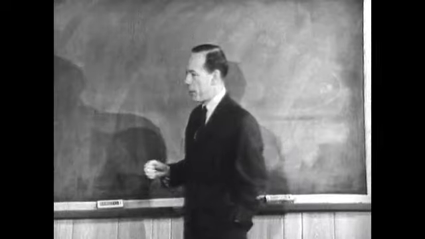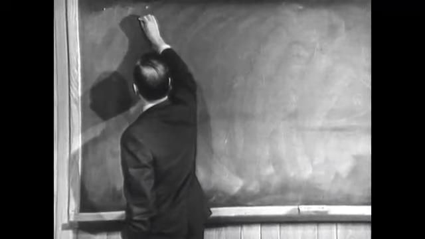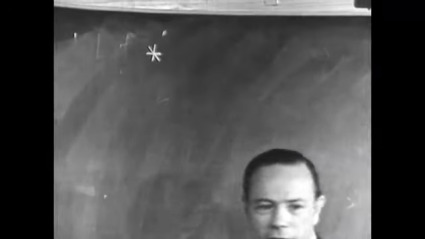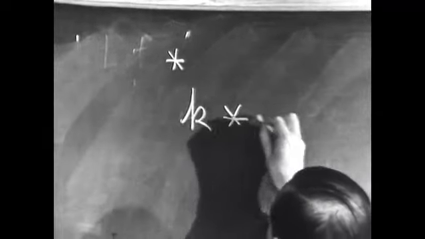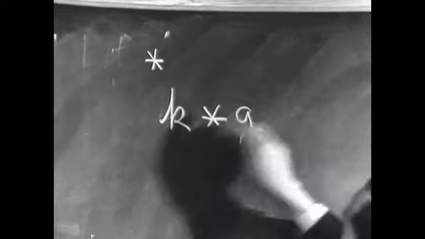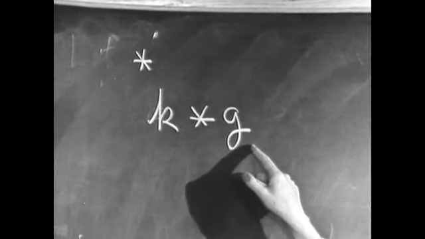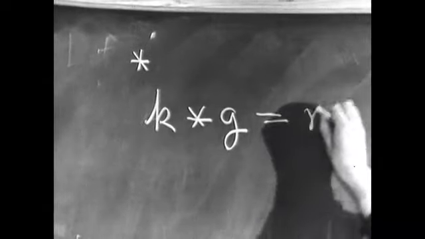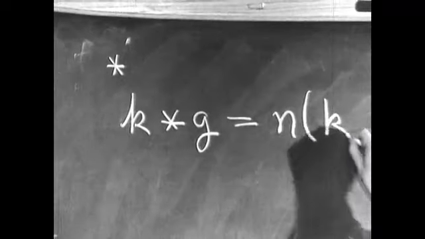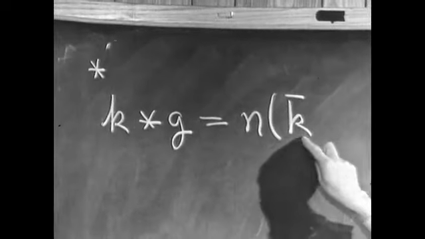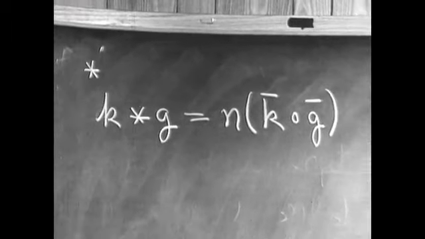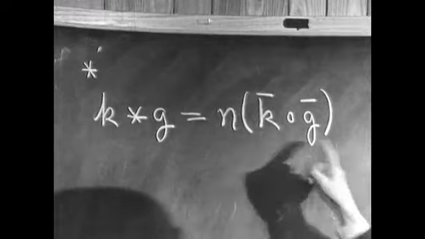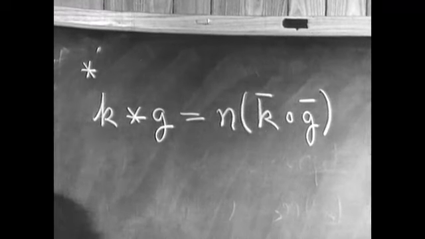And I'll use a different operation symbol now. I'll use star to represent the operation on integers. And let's look at how it actually goes. If I'm given an integer k and another integer g, I want to define k star g. That's going to be the class number of the NIM position equivalence class containing this NIM position. Now let's see if that's what we really want to do.